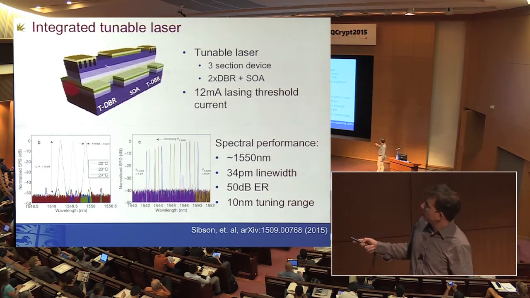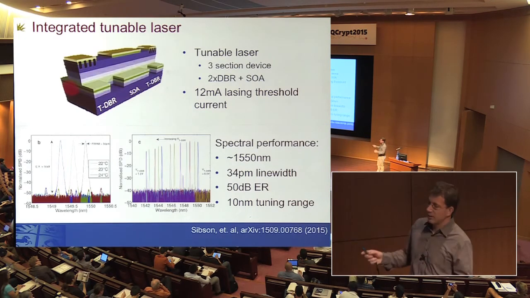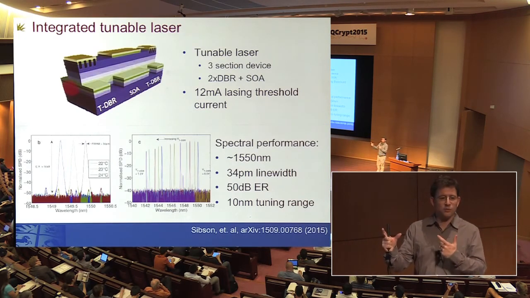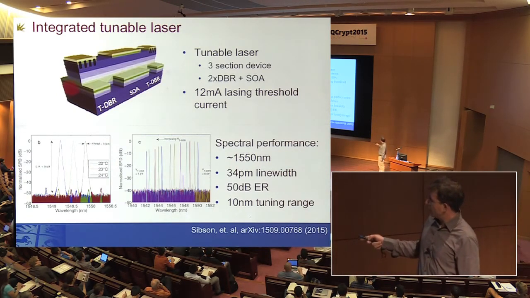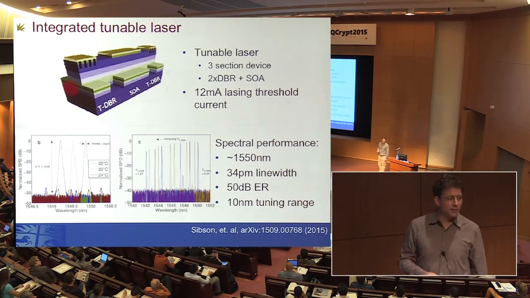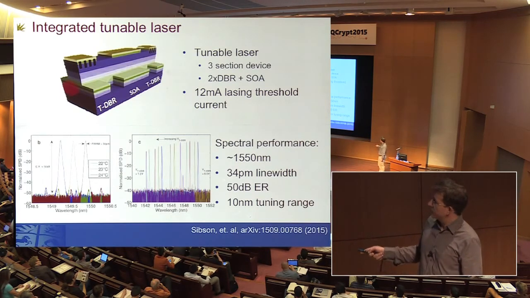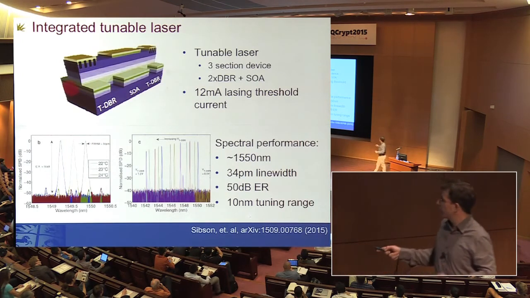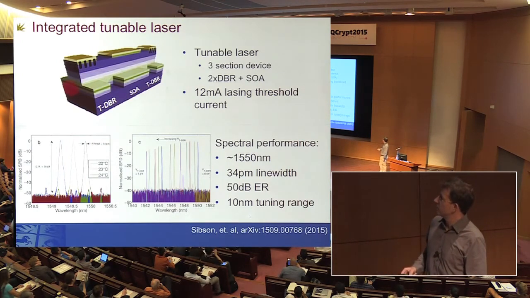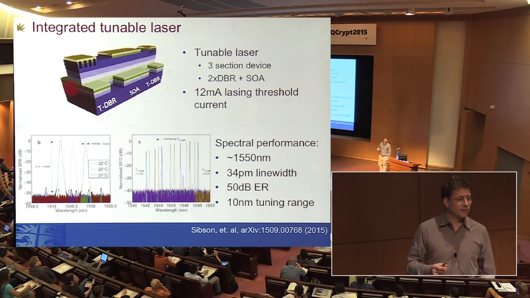The tunable laser is effectively a semiconductor optical amplifier surrounded by two distributed Bragg reflectors, and that works as a single wavelength source. We get single wavelengths with line widths of around 34 picometers. We get very good side mode suppression ratios of very, very pure single mode line width, so 50 dB extinction ratios. And we can tune it. We can temperature tune it.